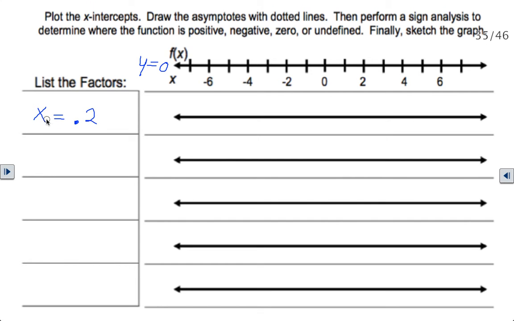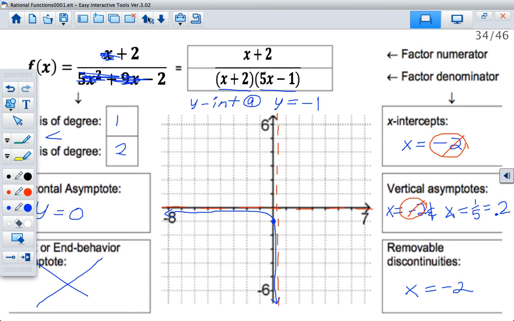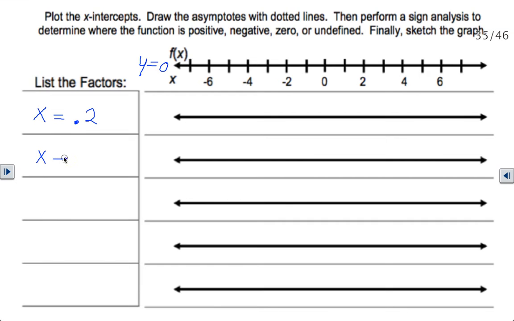In this case, we have x equals -2, and that's my slant asymptote. Hold on, is it negative or positive? Let me go back. It's positive 0.2. And then I have a removable discontinuity at -2. That's where I was getting a negative from. So the two key important values for x are going to be at -2 here and at 0.2 here.